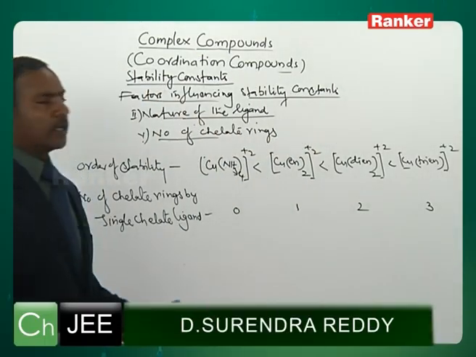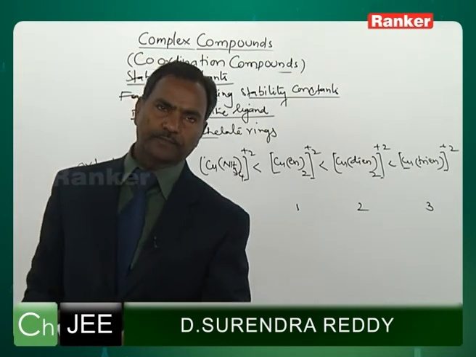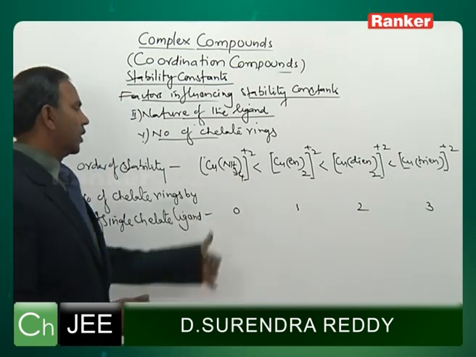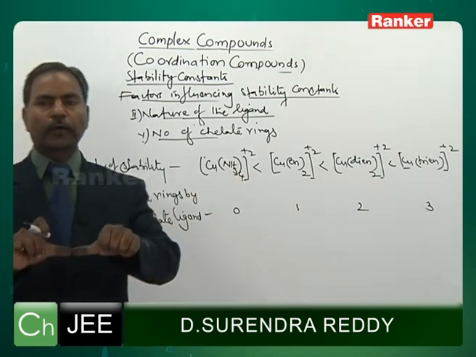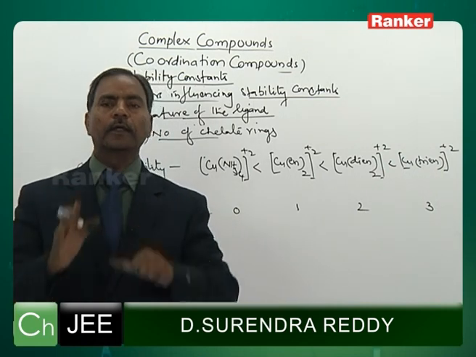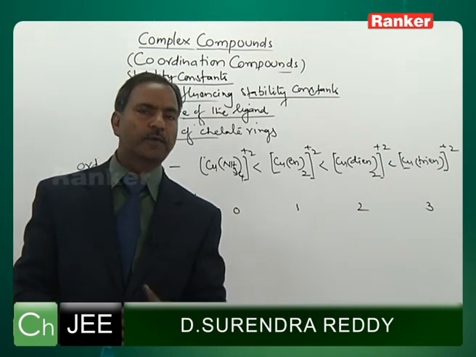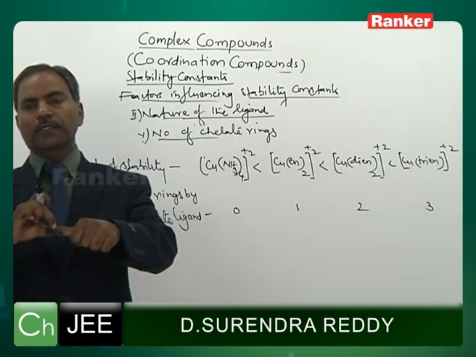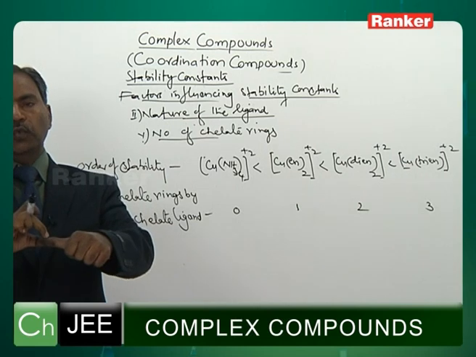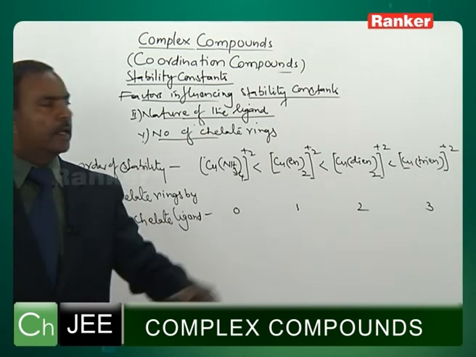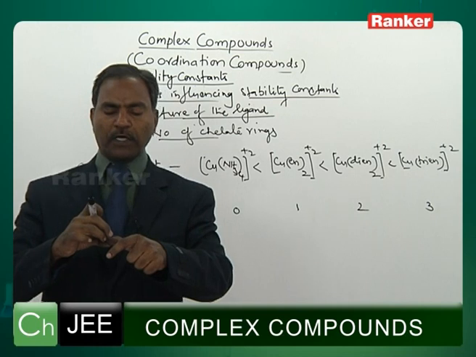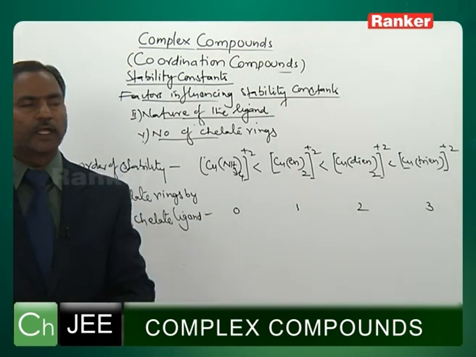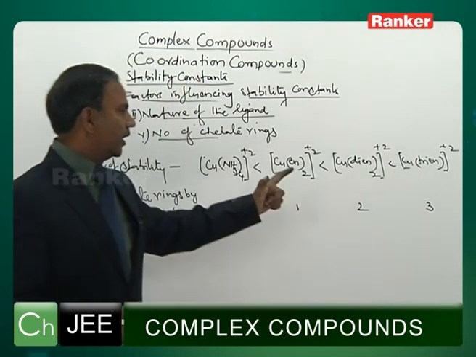Like this, the more the number of rings, the more the stability. How can you understand this? Ammine is forming no ring, meaning it is linked to the metal ion by a single bond. Only one bond is there. To break this one bond between the metal and ligand, less energy is required. Ethylene amine is linked by two donor atoms or two bonds, then breaking these two bonds requires more energy. Coming to dien, dien is linked by three bonds. Breaking three bonds requires more energy.